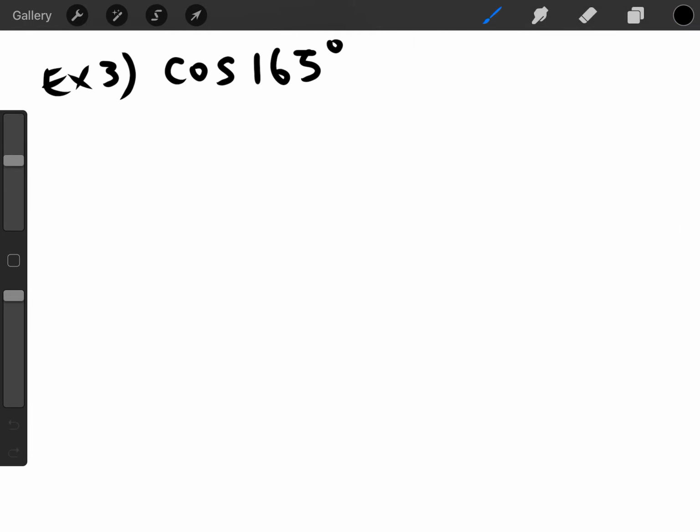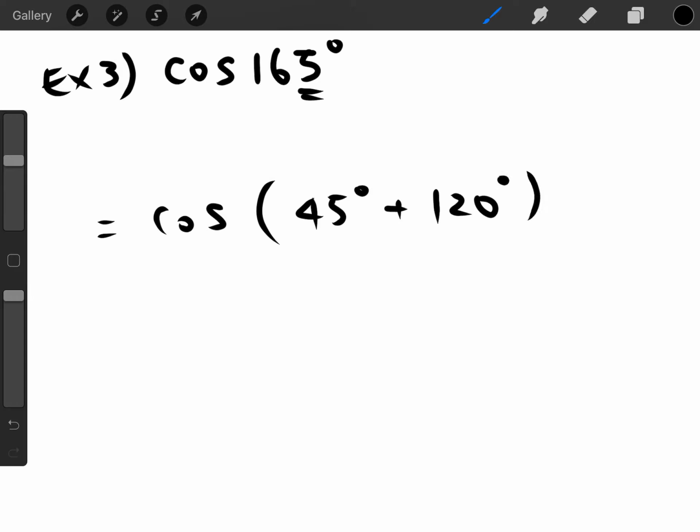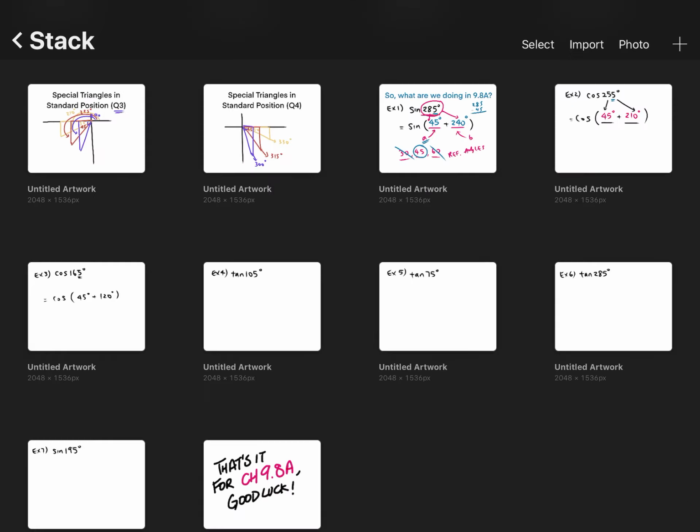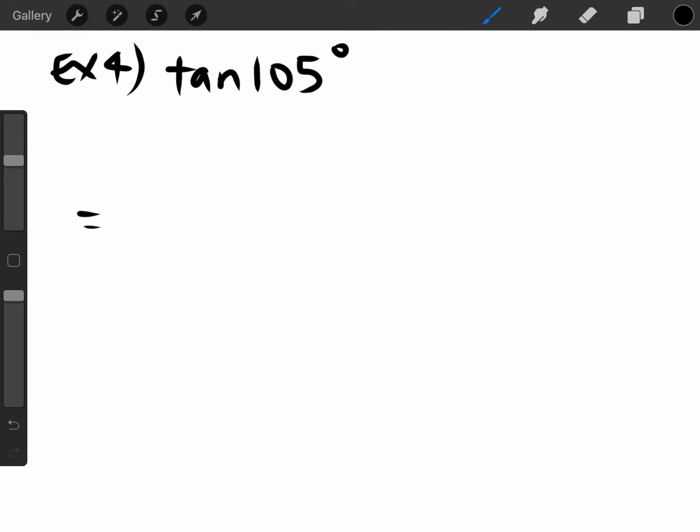Look at this. The unit digit is a 5. So what you need to do is write cosine. Now the 255 is going to be broken down into a 45 degree angle, and another one is going to be 210 degrees. That's all I need you guys to do. It's going to be easy 10 points.